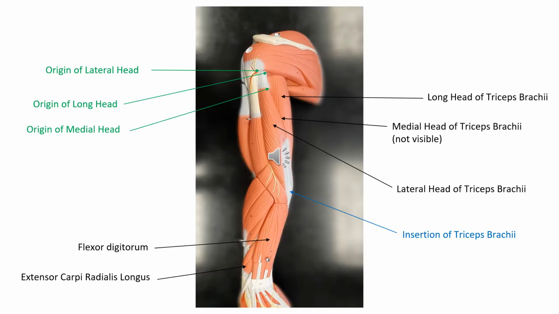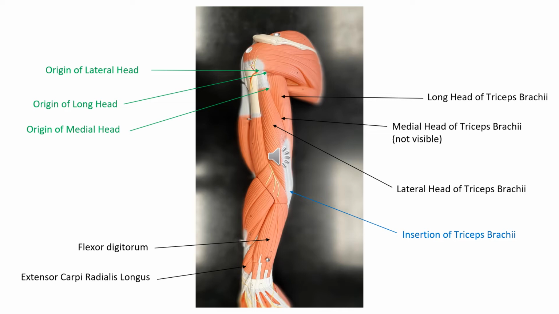The triceps brachii consists of 3 heads: the long head, the lateral head, and the medial head. The origin of the long head is at the infraglenoid tubercle of the scapula. The origin of the lateral head is at the upper half of the posterior humerus, and the origin of the medial head is at the distal 2/3 of the medial and posterior humerus. The main action of the triceps brachii is to extend the forearm at the elbow.